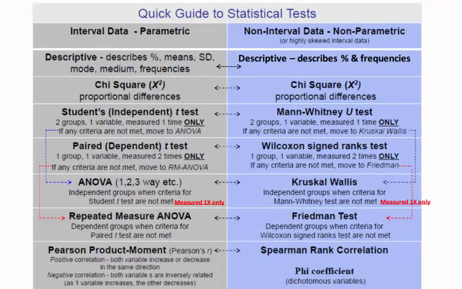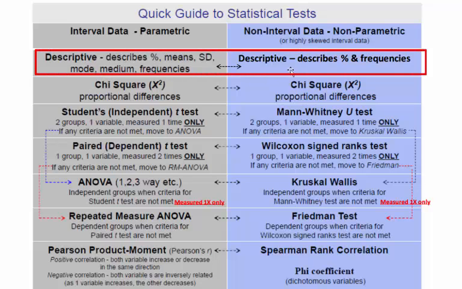Again, looking at the quick guide, the top row, indicated by the pointer here, the top row is for describing. So statistical tests that describe only are called, easily enough, descriptive statistics. They don't compare, they don't correlate, they only describe. They give you means, percentages, medians, modes, frequencies, things like that. They're not comparing, they're just describing the data. You can do that in a non-parametric and parametric fashion.